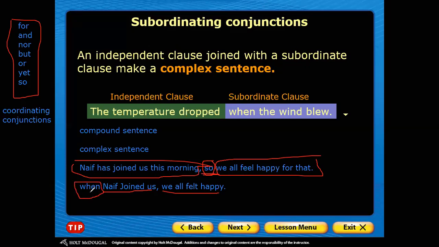"When." And is "when" a coordinating conjunction, one of the fanboys, or a subordinating conjunction? A subordinating conjunction. Mr. Anthony will tell you the subordinating conjunctions in a minute. Just to clarify, that's complex because it's not using the fanboys. It's using "when," which is a subordinating conjunction.